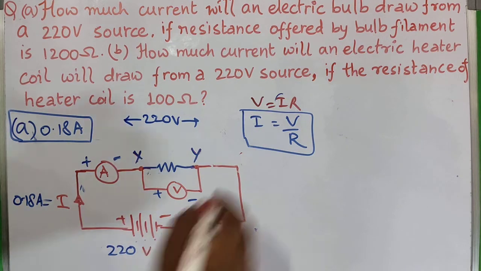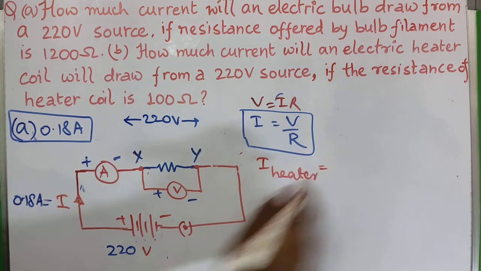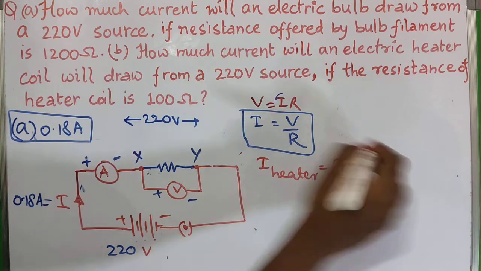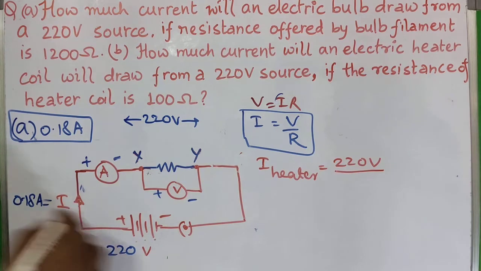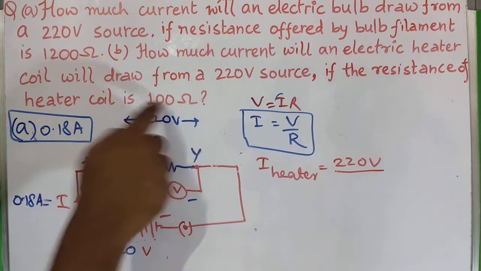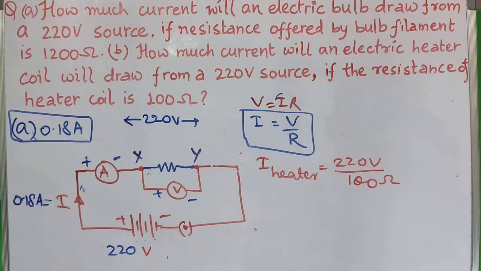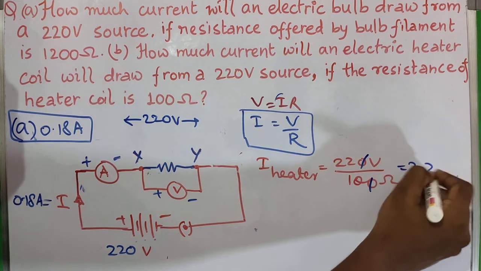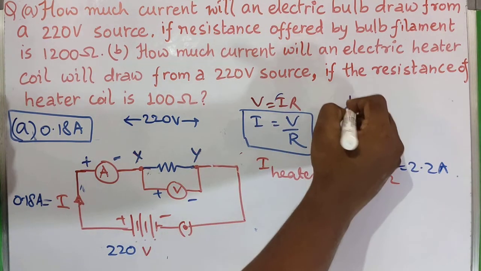So this is the heater. What is the current across the heater? Current across the heater is equal to the voltage across the heater. How much? Same voltage, 220 volt. The same reading will come across this voltmeter, divided by, sorry, what is the resistance of it? 100 ohms. Resistance is 100 ohms. So current is equal to 2.2 amps. Clear?